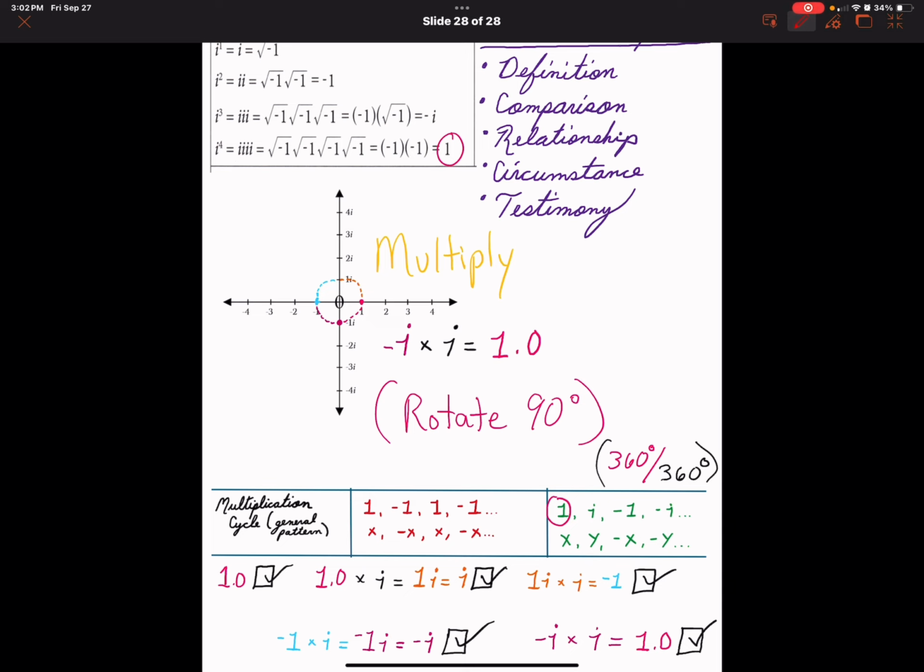Okay, we're going to take that -1I or -I, and we are going to rotate an additional 90 degrees, by taking that -I times I, and it's going to equal 1.0. We're going to land right back where we started. We have rotated 360 out of 360 degrees. You can see that we've started back at the beginning here at 1. And we have checked off that last step. And then we would just continue to go around and around by multiplying by I.